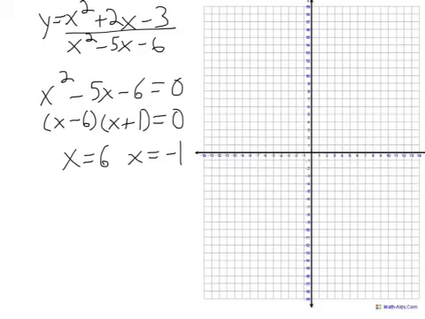The graph should always approach an asymptote but never cross it. And you will have asymptotes here at negative 1, and here at 6. And these lines go on forever.